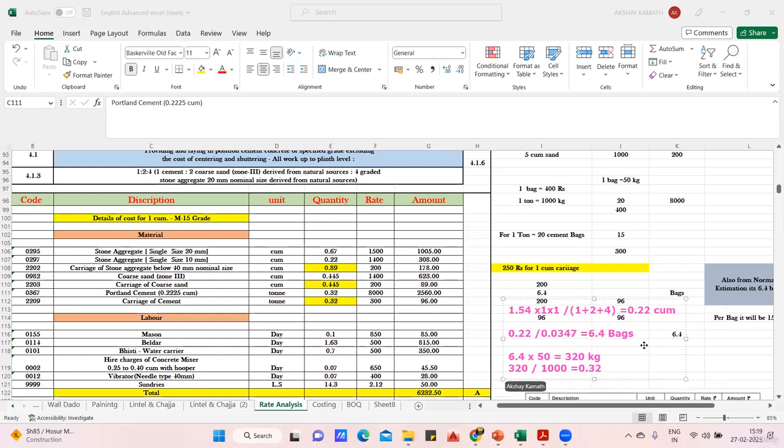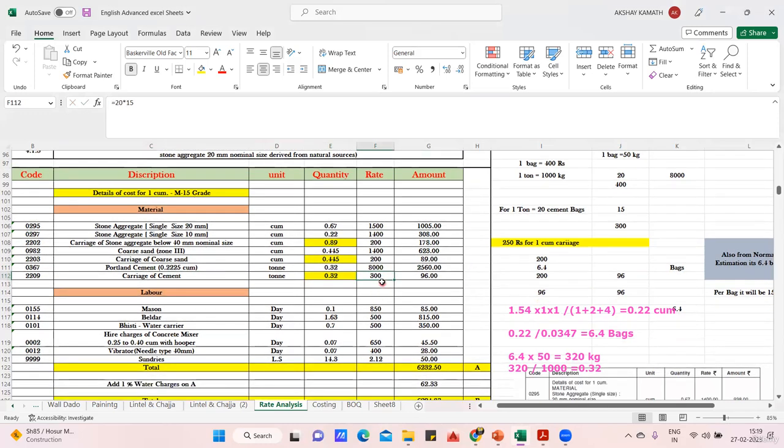Okay, I'll keep it here. That is how 0.32 tons has come into existence. Got it? So this I forgot to tell. And for this 0.32 carriage, they are going to charge you 300 rupees. Okay, that's how it is. Fine. That means for one bag, it will cost you 15 rupees.